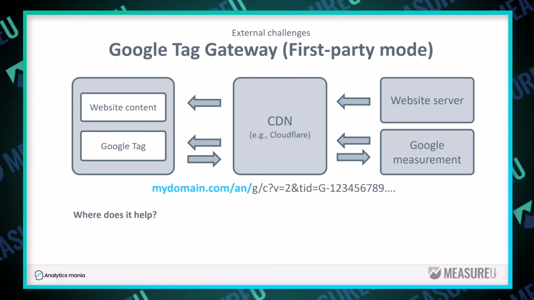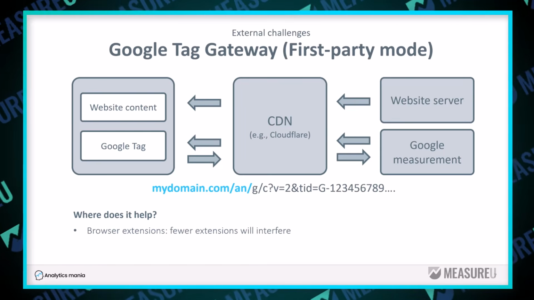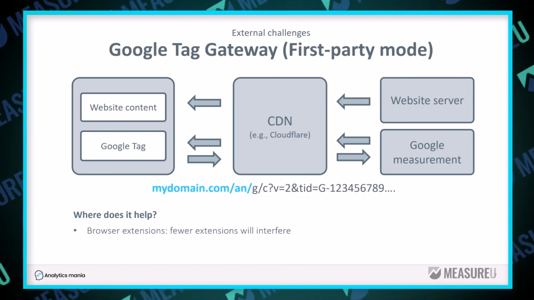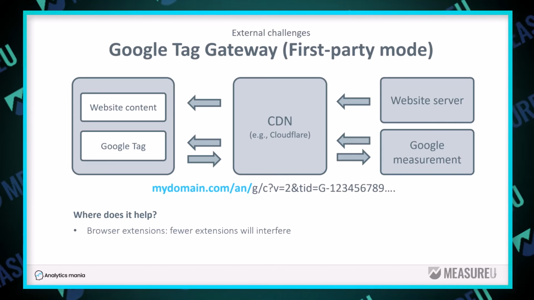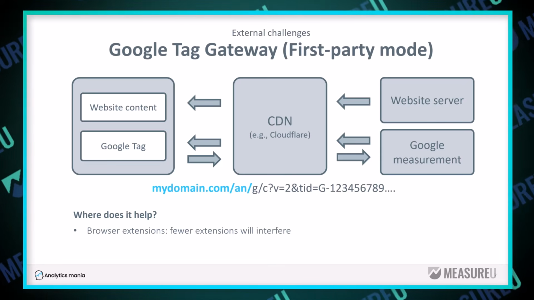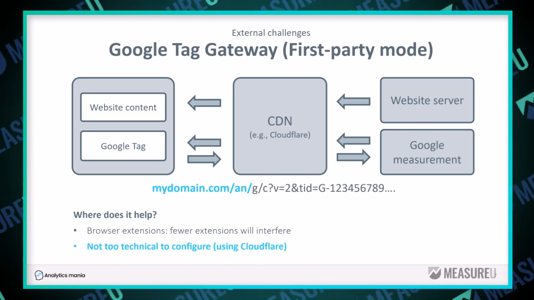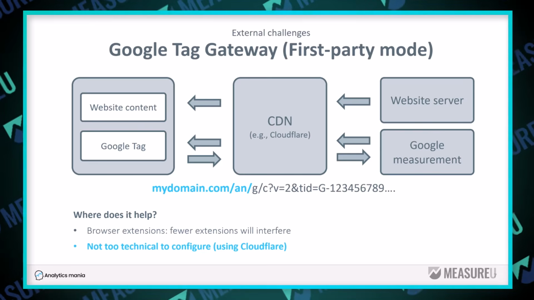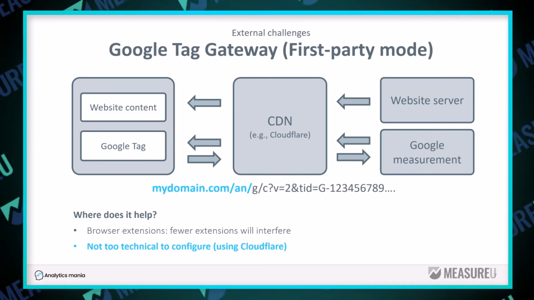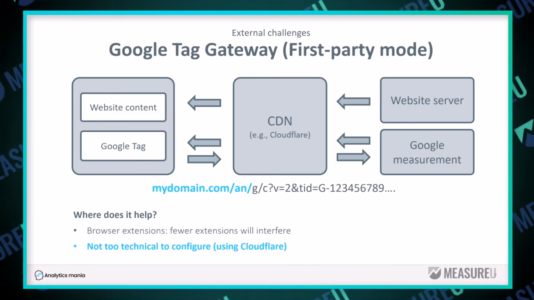So where does it help? In this case, fewer browser extensions will interfere. Of course, not all of them. The ones that are more aggressive will still block your request. But in this case, fairly easily, you can still improve your data accuracy at least to some extent. Because for example, if you're using Cloudflare, enabling Google Tag Gateway takes you like four or five clicks or something like that. But it is still important to understand that there is a handful of extensions that will still block your requests related to Google Analytics.